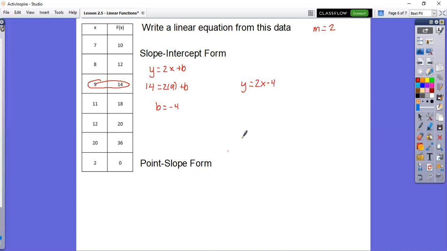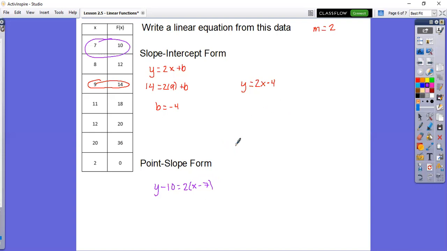So point-slope form. We already know the slope. Let's pick a point. Let's pick a different point this time, just for fun. Let's take this point right here, 7, 10. So here's my x-coordinate. Here's my y-coordinate, because f of x is the output of the function, so that's my y-coordinate. So this is going to be y minus y-coordinate, which is 10, equals slope, which is 2, times parentheses x minus x-coordinate, which is 7. And there you go. There's your equation in point-slope form. Nothing else left to do.